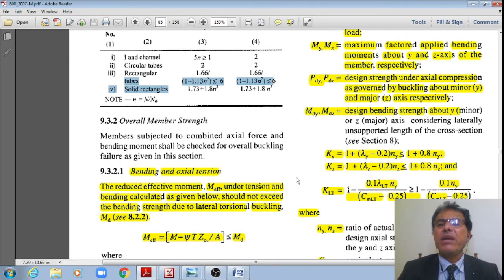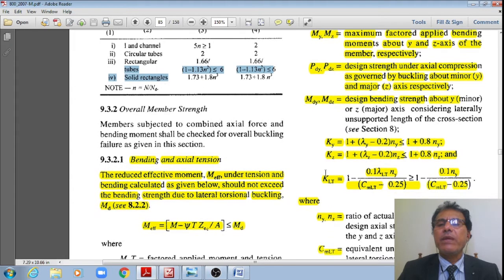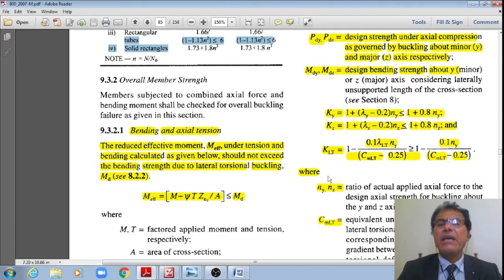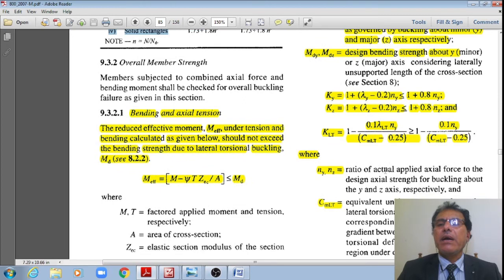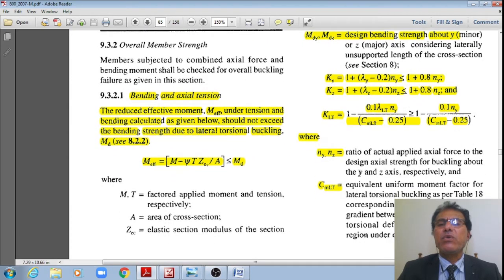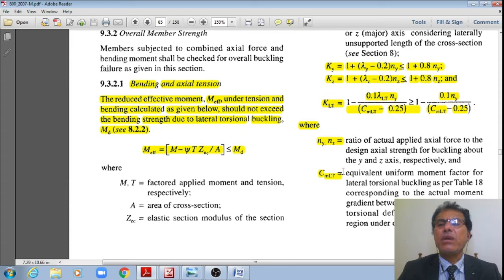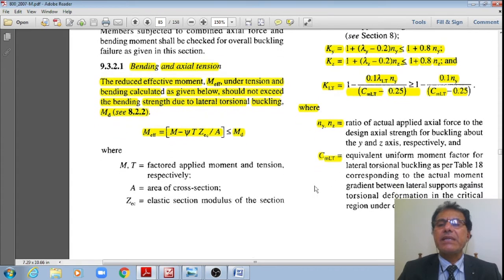Ky is equal to 1 plus alpha Y minus 0.2 times ny, and it should be less than or equal to 1 plus 0.8 ny. Kz should be taken as 1 plus lambda z minus 0.2 multiplied by nz, and it should be less than or equal to 1 plus 0.8 nz. KLT is equal to 1 minus 0.1 lambda LT ny divided by CmLT minus 0.25, and it should be greater than or equal to 1 minus 0.1 ny divided by CmLT minus 0.25, where ny and nz are the ratio of the actual applied axial force to the design axial strength, and CmLT is the equivalent uniform moment factor for lateral torsional buckling as per Table 18.